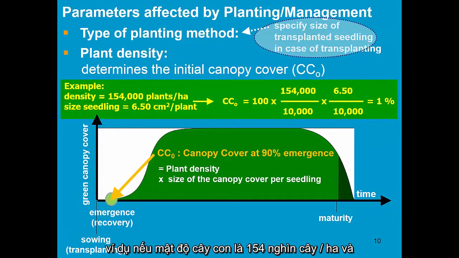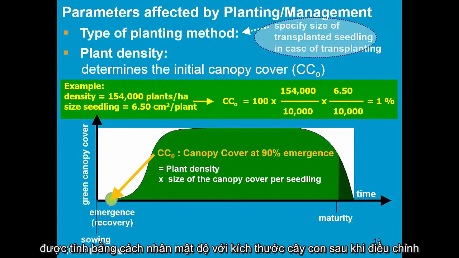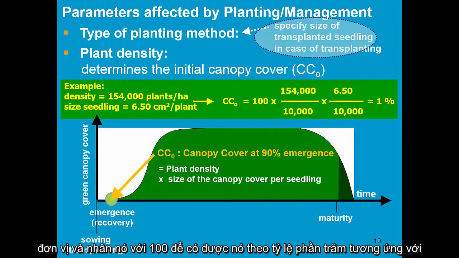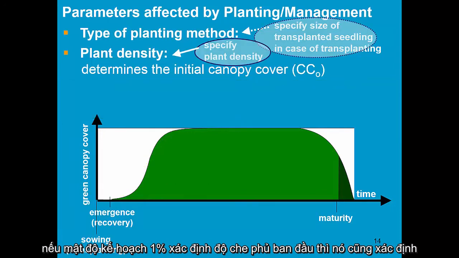For example, if the density is 154,000 plants per hectare and the size of the seedling is 6.5 square centimeters per plant, then CC node is calculated by multiplying the density with size seedling after adjusting the units and multiplying it with 100 to get it in percentage. This corresponds with 1%. Plant density determines the initial canopy cover.